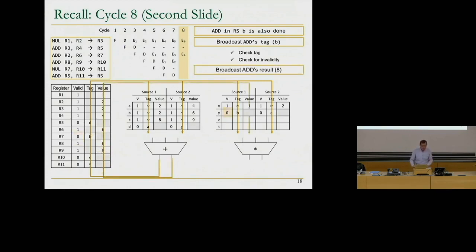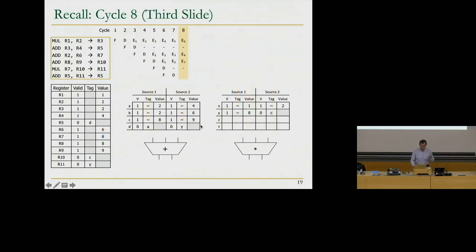Okay, so you also broadcast the add result, so that the ones that were waiting for tag B capture the value. And now some of them can start executing. Well, this one still cannot start executing because it's also waiting for C to be broadcast, as you can see, right? Okay. So this is the third thing that happens in cycle 8. Basically, these other instructions keep waiting because their sources are not available.